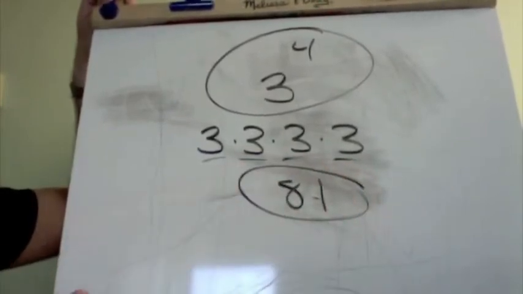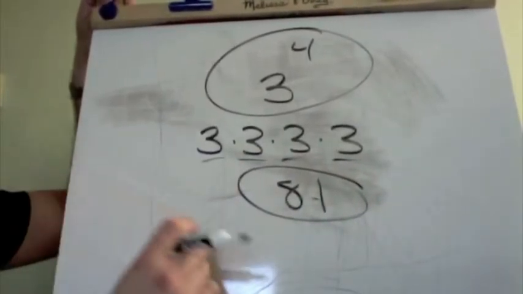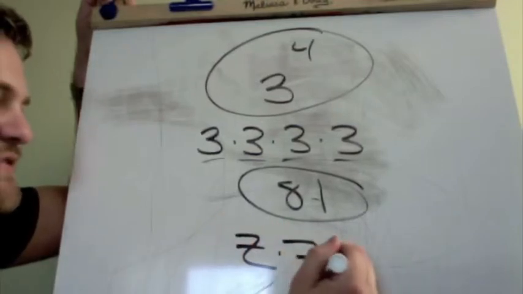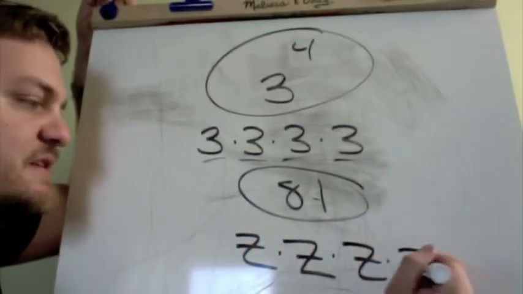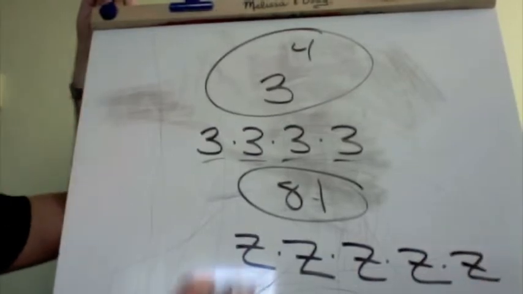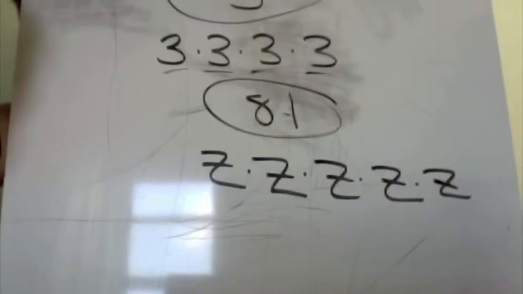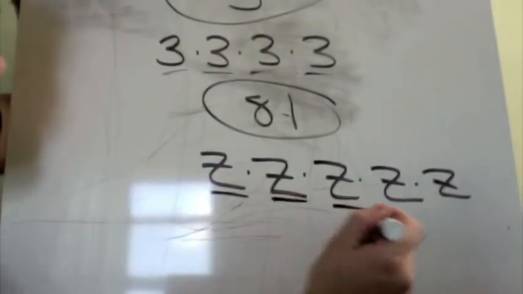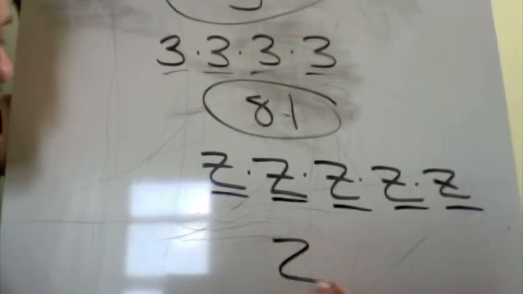This would be standard form. Now, let's say we've got z times z times z times z times z. We can take that and rewrite it in exponential form, because we're simply multiplying z by itself 1, 2, 3, 4, 5 times. So this is z to the 5th power.